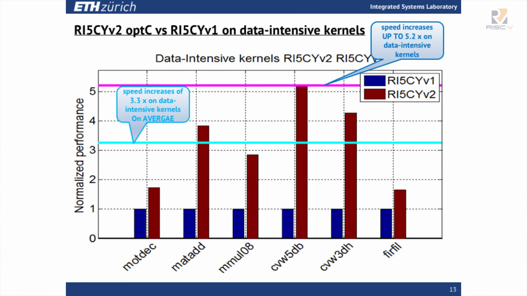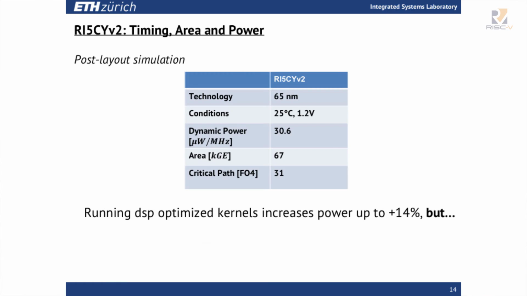Here you see the same chart, but this time we compare our Riscy V2 with our Riscy V1. So the blue bar this time is our previous extension, and the red one is the one rewritten with vectors. Even here we have a speed increase of 3.3 on average and a maximum of 5.2.